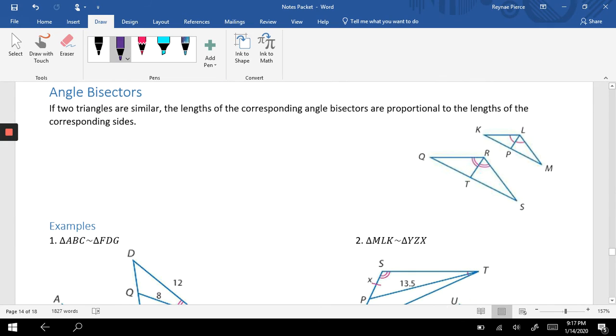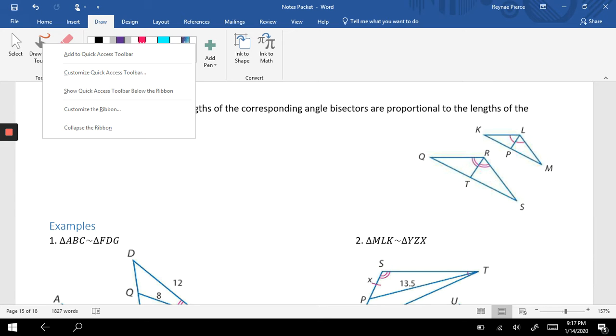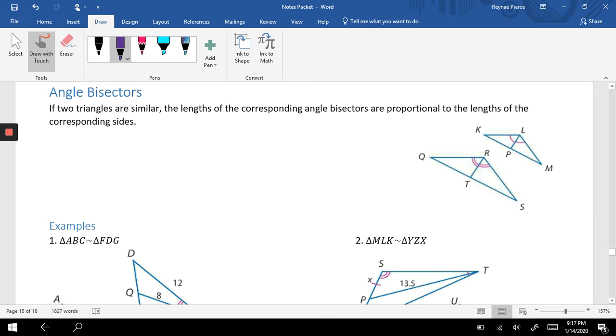Last but not least is the angle bisector. Remember, anything that is bisecting cuts that object in half. An angle bisector is the line segment that cuts an angle into two congruent angles.